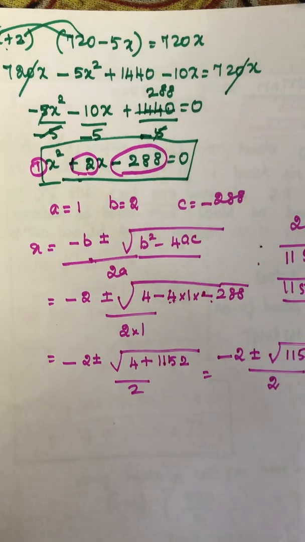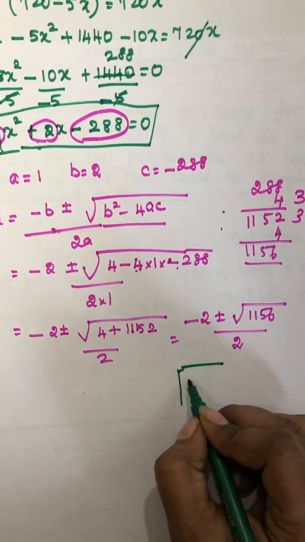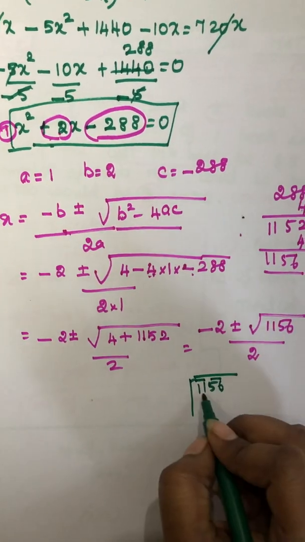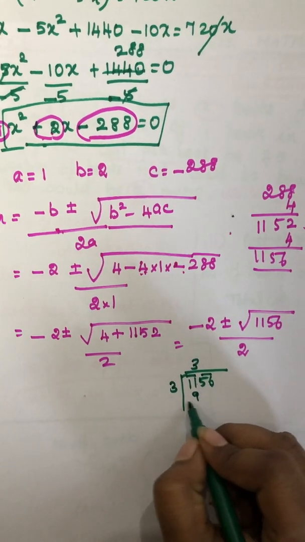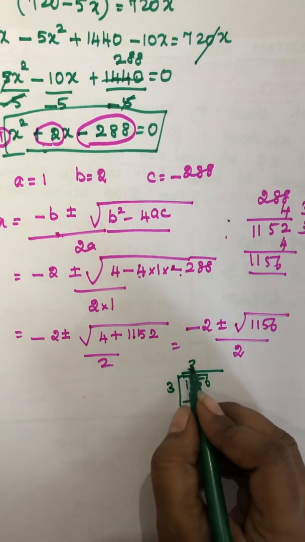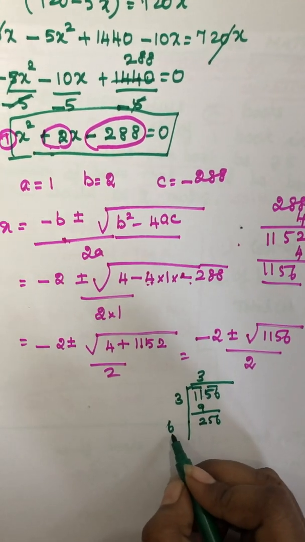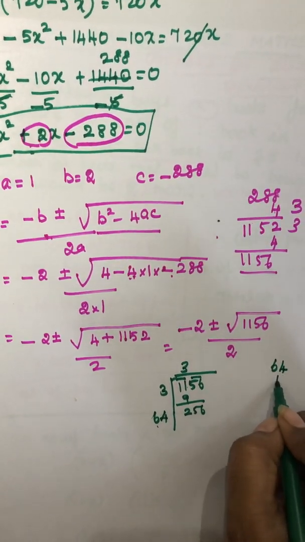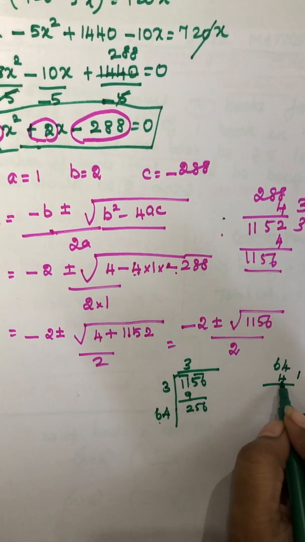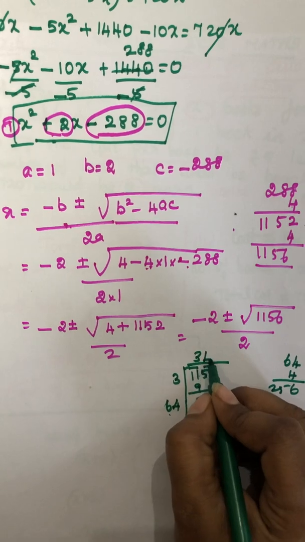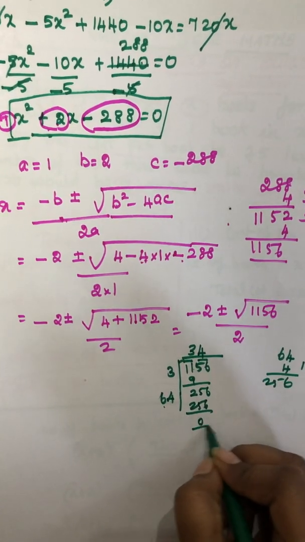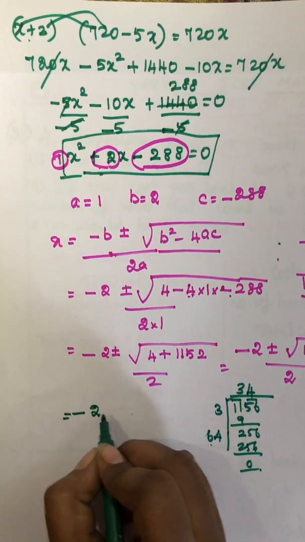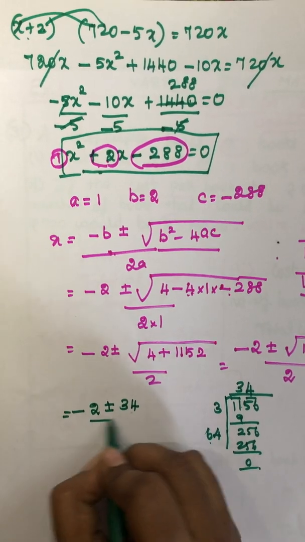So how will you find your square root for 1156? See, grouping in pairs: 11 and 56. 3 3s are 9, minus 2, 5, 6. 3 2s are 6, you can take 6, or 4, 64, okay? So this is 4, so 256. So the square root is 34.